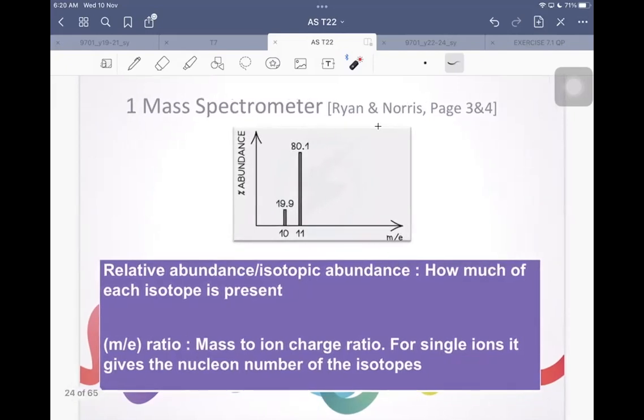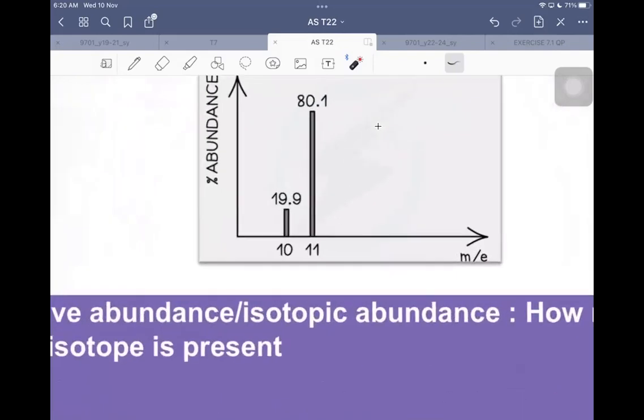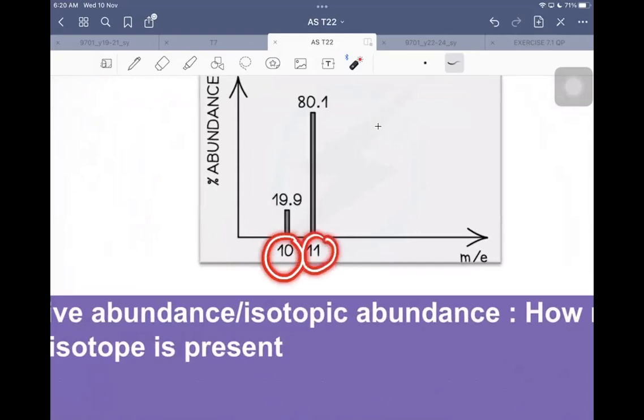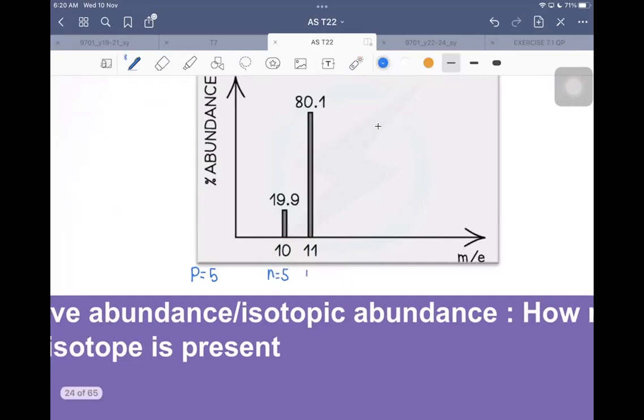What it means by for single ions, it gives the nucleon number of the isotopes: basically, this 10 and 11 is when you add your protons plus neutrons. Boron will always have a proton number of 5. So the number of protons in boron 10 is also 5, and the number of neutrons in boron 11 is 6. The only thing that's changing in an isotope is the number of neutrons, keeping the number of protons the same. How do you know the number of protons? It's the top number on your periodic table. Another name for proton number is atomic number.